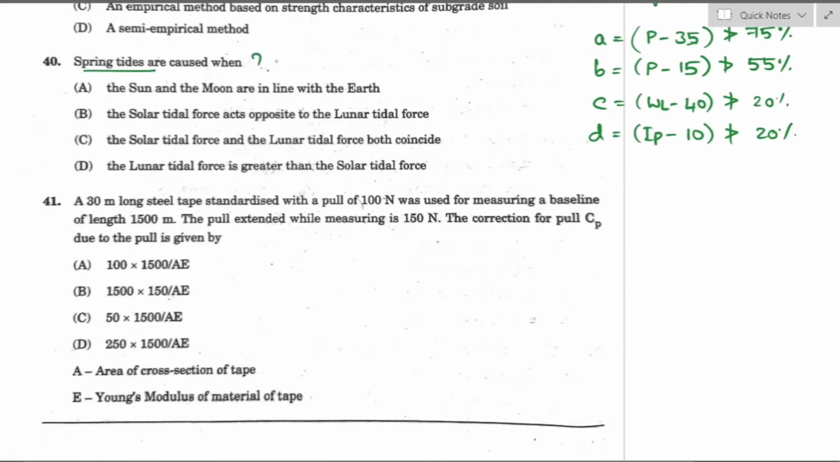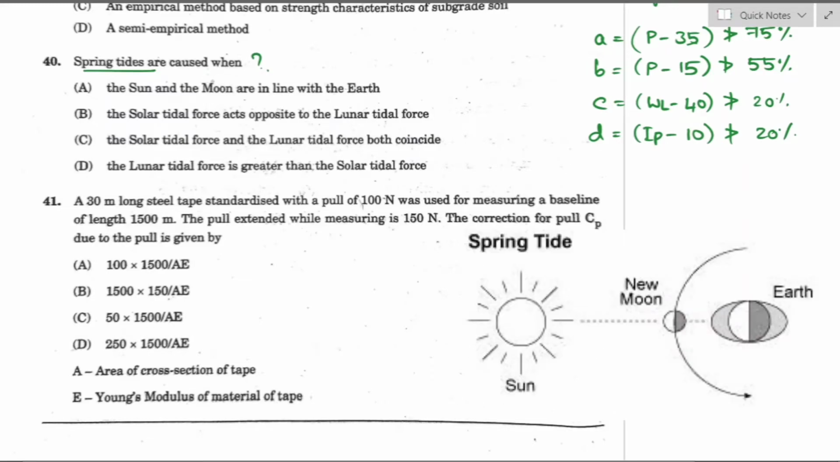Question number 40. Spring tides are caused when? Spring tides are caused when the sun, moon and earth are in straight line, so that the height of the tide will be higher, which are called as spring tides. So these type of the spring tides occurs twice in a month, once during the full moon period and another during a new moon period. In the following figure you can observe the spring tides where the sun, moon and earth are in same line. So the right answer is option A. The sun, moon are in line with earth.